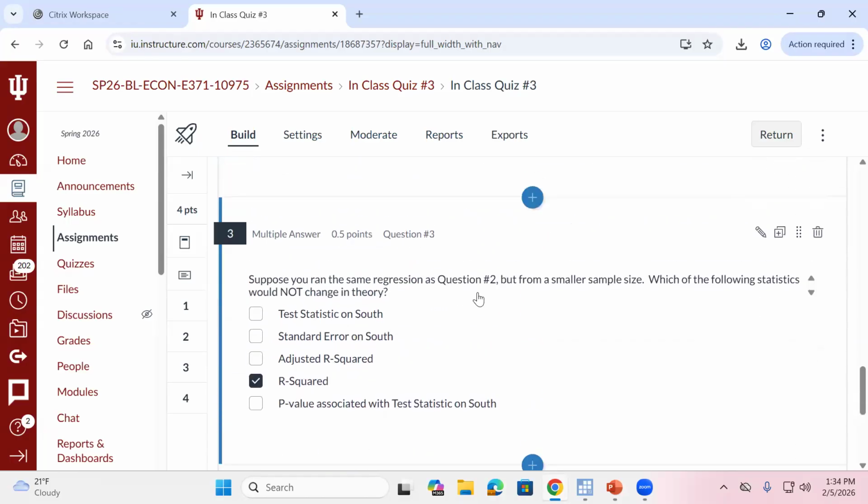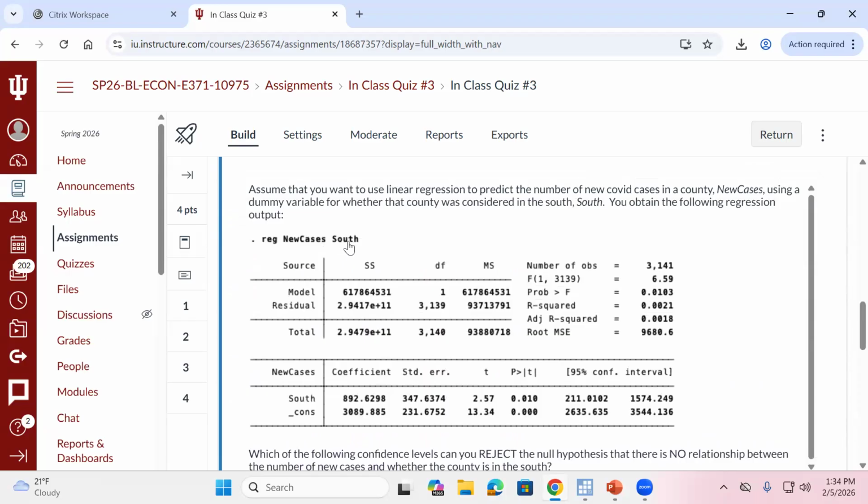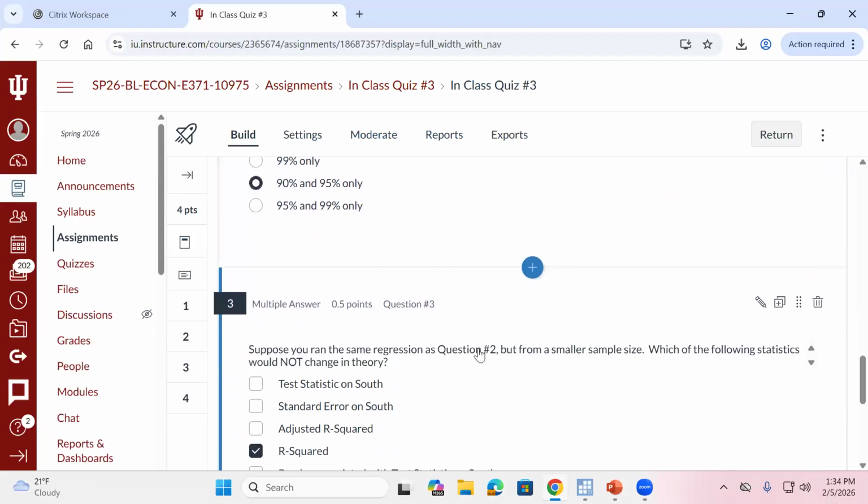Now, what might get a little trickier is what if I had this regression that I ran in 2? This is where it doesn't matter if we're using dummy variables or not, right? The same changes are going to occur to all of our statistics in terms of our statistical significance. So here I have the same regression, but a smaller sample size. Okay. So what is a smaller sample size going to do, right?